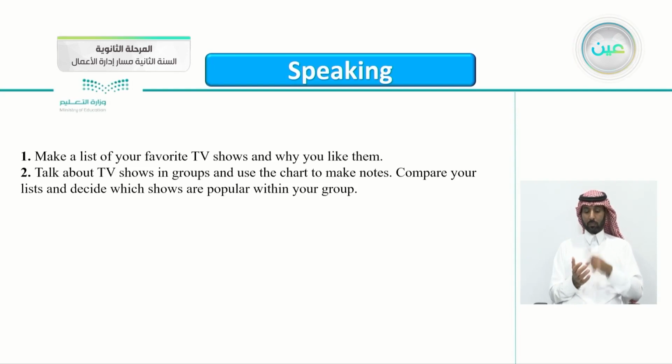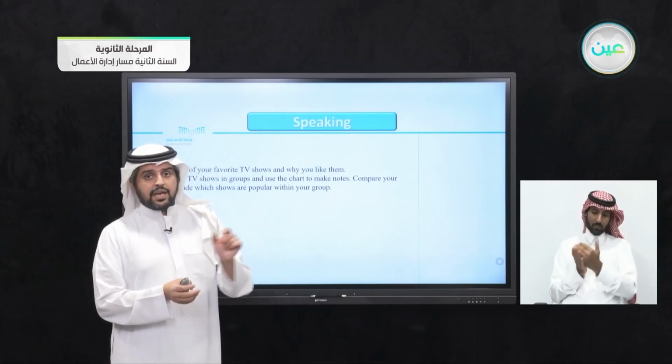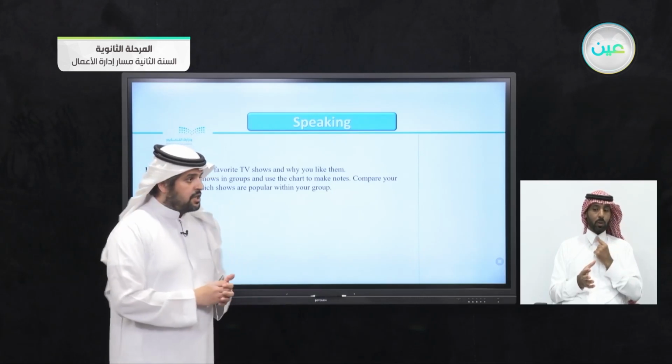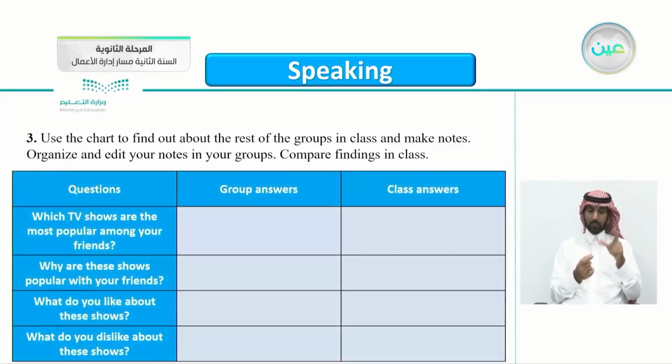Again, make a list of your favorite TV shows and why you like them. You can now get a piece of paper and write the list and write the reason why you like each show. And we have to talk about TV shows in groups and use the chart here to make notes. So this is the chart. Use the chart to find out about the rest of the groups in class and make notes. Organize and edit your notes in your groups. Compare findings in class. So we have a chart with 2 columns here: group answers, class answers.